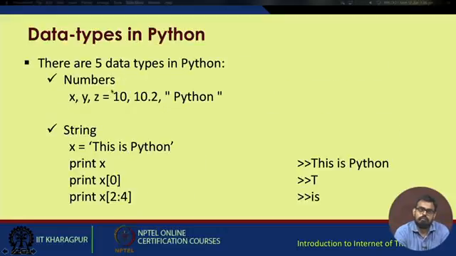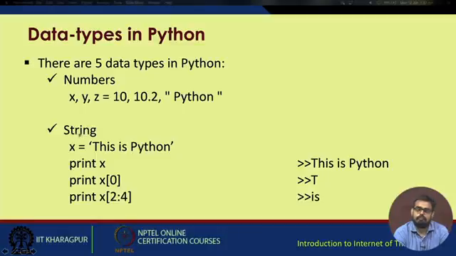So there are 5 data types in Python. Numbers: you have x, y, z equal to, you assign 10, 10.2, then you write Python. So x will be assigned as 10, y will be assigned as 10.2, and z will be assigned as Python. Remember, x has been assigned an integer value, y has been assigned a floating type value, and z has been assigned a string.